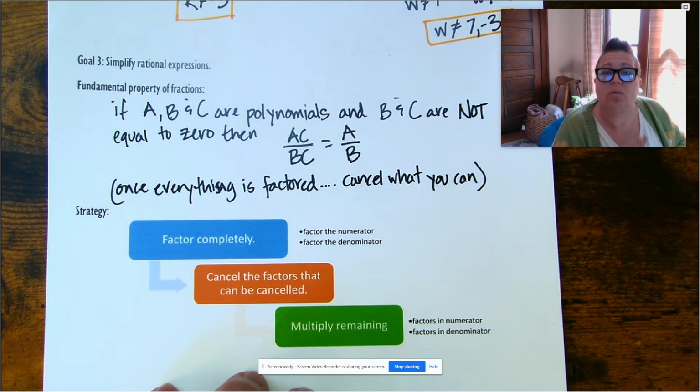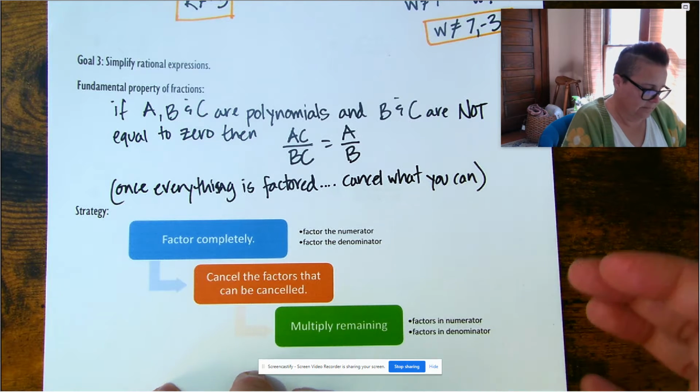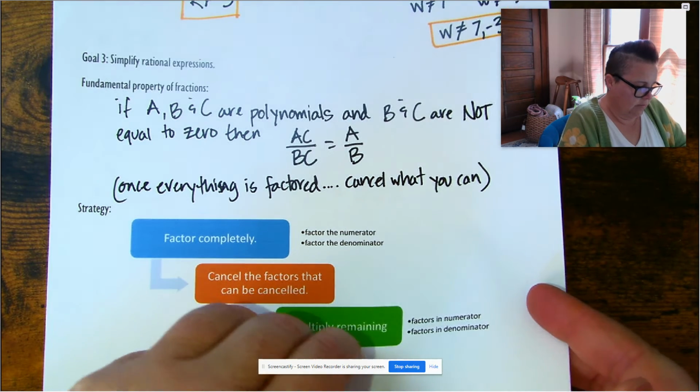Go ahead and cancel what factors can be canceled. Keep in mind, you can only cancel factors that are exactly alike. Do not cancel partial factors, right? If there's anything remaining, sometimes we will multiply them back together. The factors in the numerator that remain can get multiplied together. The factors in the denominator that remain can get multiplied together. And sometimes we'll just leave the factors because the multiplication is a bit of an extra step we don't need. All right? Okay, let's see this in practice.